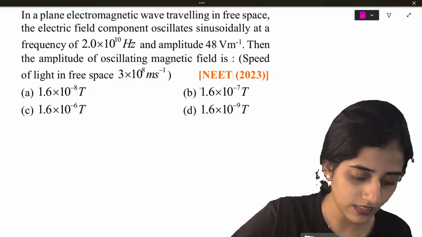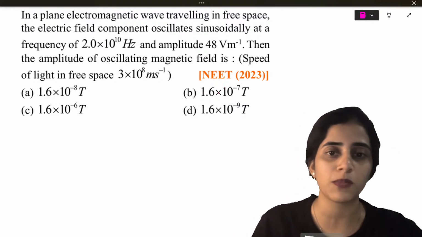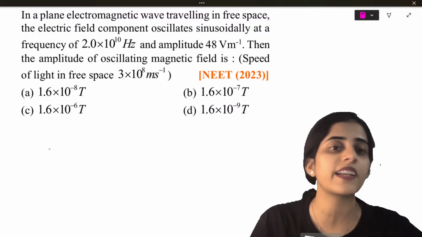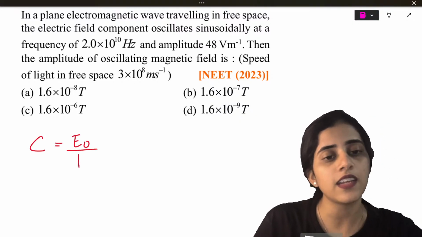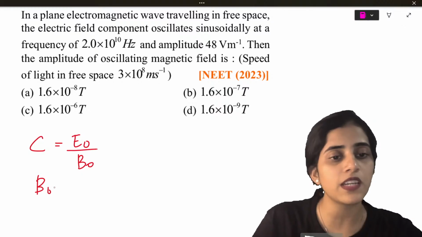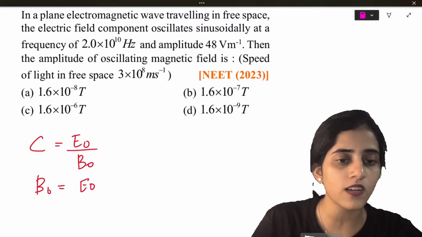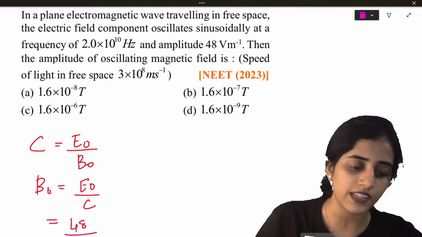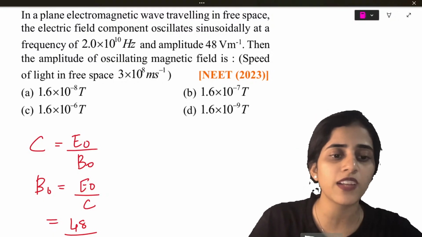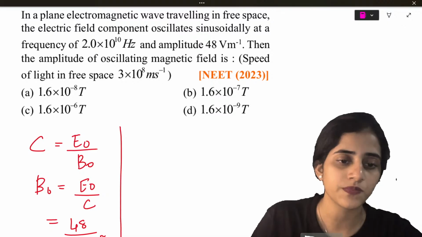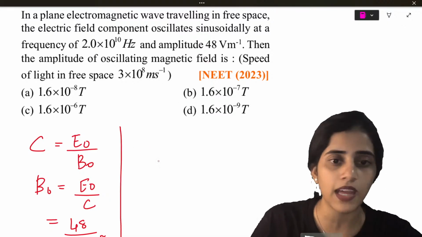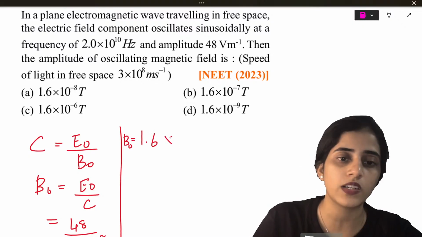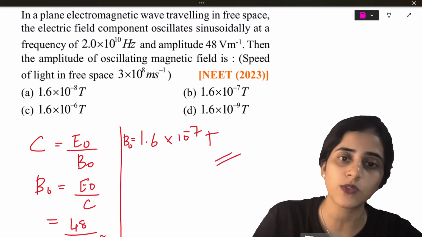I can see, so you should also be able to see. Okay, how will you do this? Very easy question. What is the relationship between speed, magnetic field and electric field? C is E naught by B naught. So B naught is E naught by C. E naught is 48, divided by C, the speed of light, 3 into 10 raised to 8. So 48 by 3, if you do the math, you will get 1.6. B naught is equal to 1.6 into 10 raised to minus 7 Tesla.